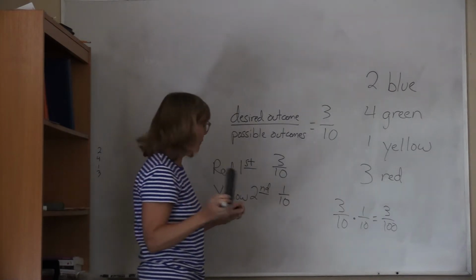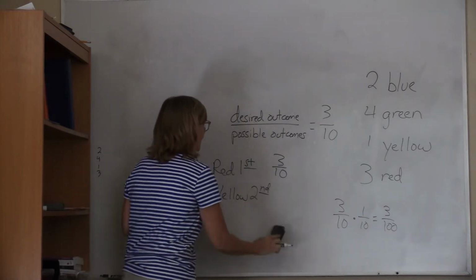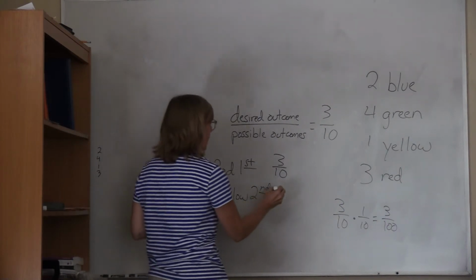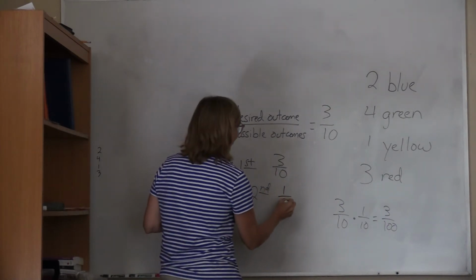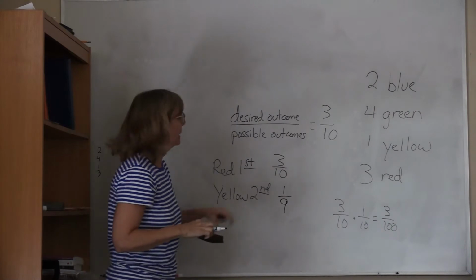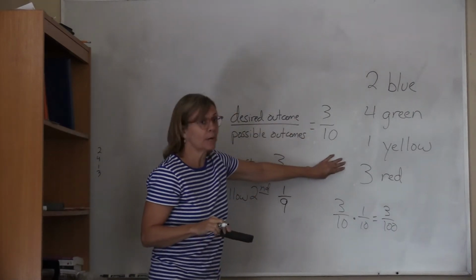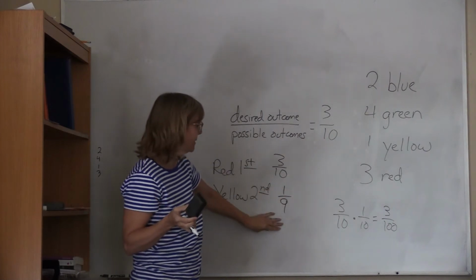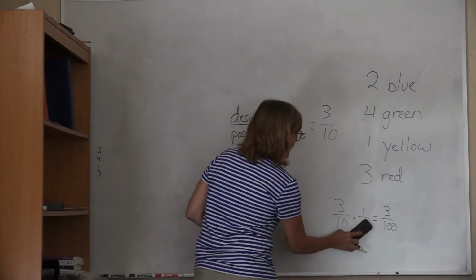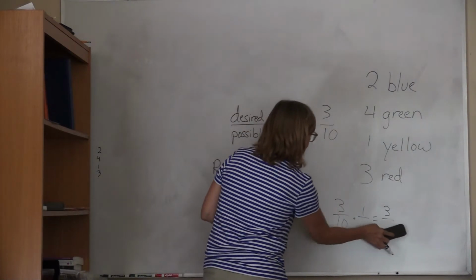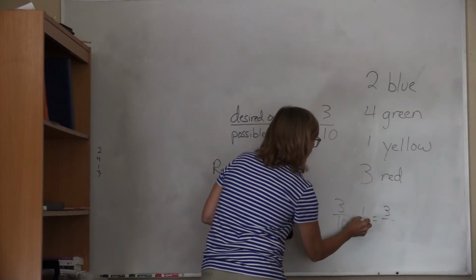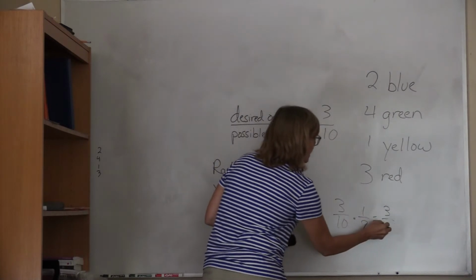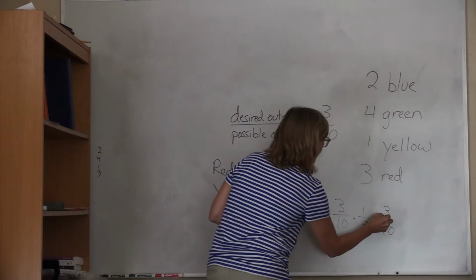If they said without replacement, then what's my chance on yellow? I have a 1 out of 9, because I only have 9 marbles. I didn't replace whatever I drew first. It doesn't matter what color it was. I'm not replacing, so I only have a 9 possibility on the second. So it would be 3/10 times 1/9, which is going to be 3/90.